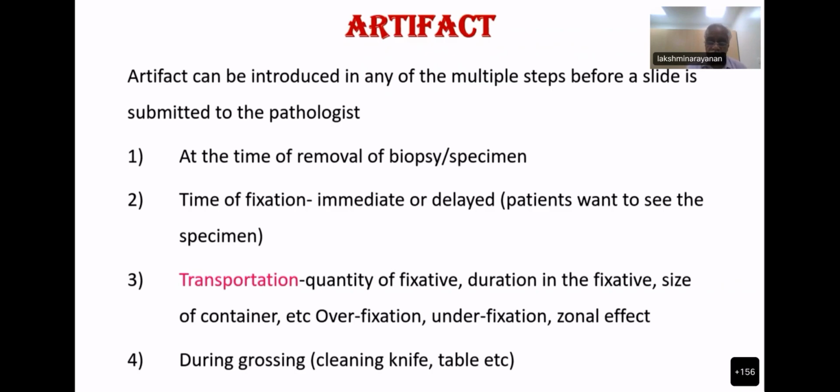I don't know, but that is the correct way of overcoming the overfixation artifact. Then underfixation, naturally, everyone knows that underfixation means varied results for staining, for immuno, for many other purposes. That is actually a zonal effect because the upper side of the outer layer is fixed and the inner one is not fixed. Then during grossing, you have to clean the knife, clean the table without fail. Each specimen you have to wash the table, and these things are to be done meticulously.